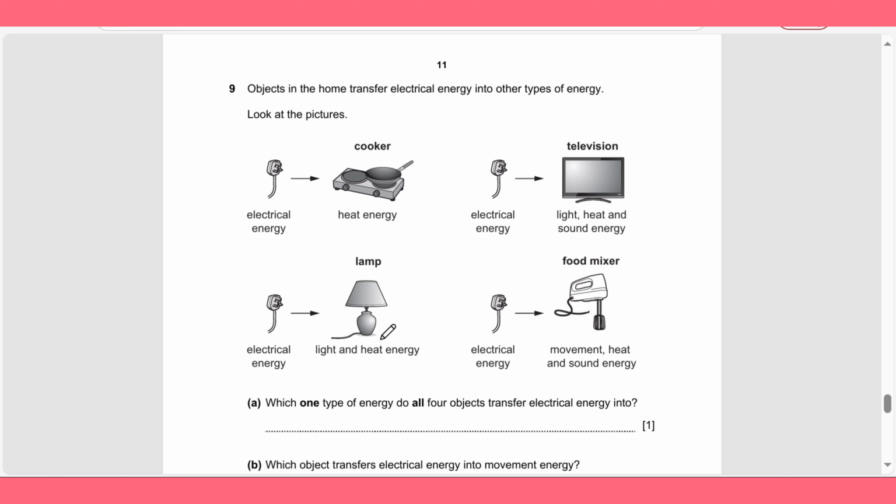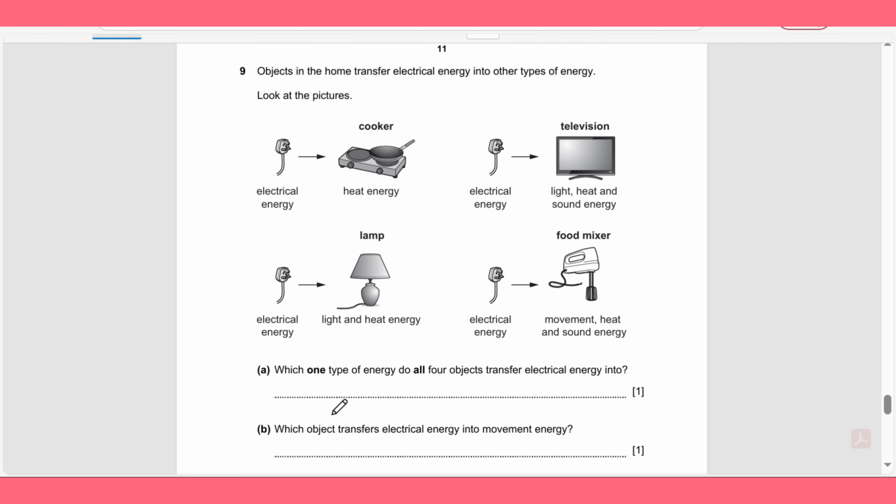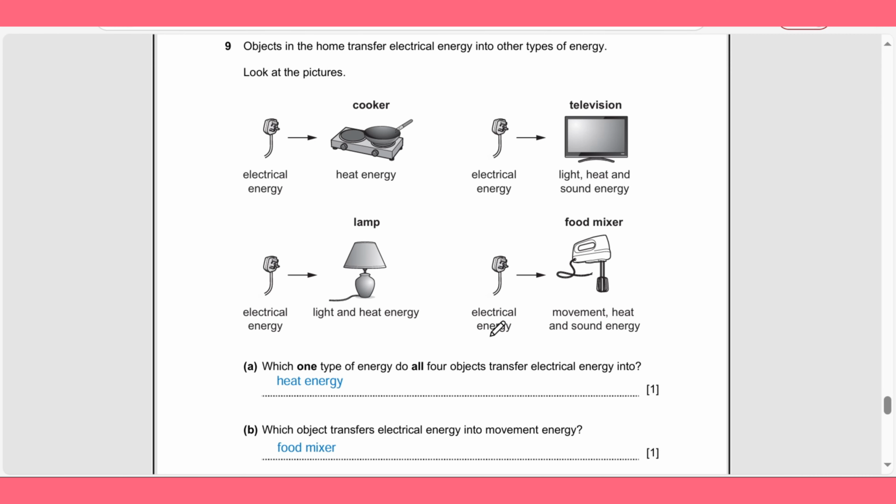Let's check out the answer, guys. So the answer is heat energy. All of them have heat energy. Let's move on. B. Which object transfers electrical energy into movement energy? Let's check out the answer, guys. So the answer is food mixer, movement energy.